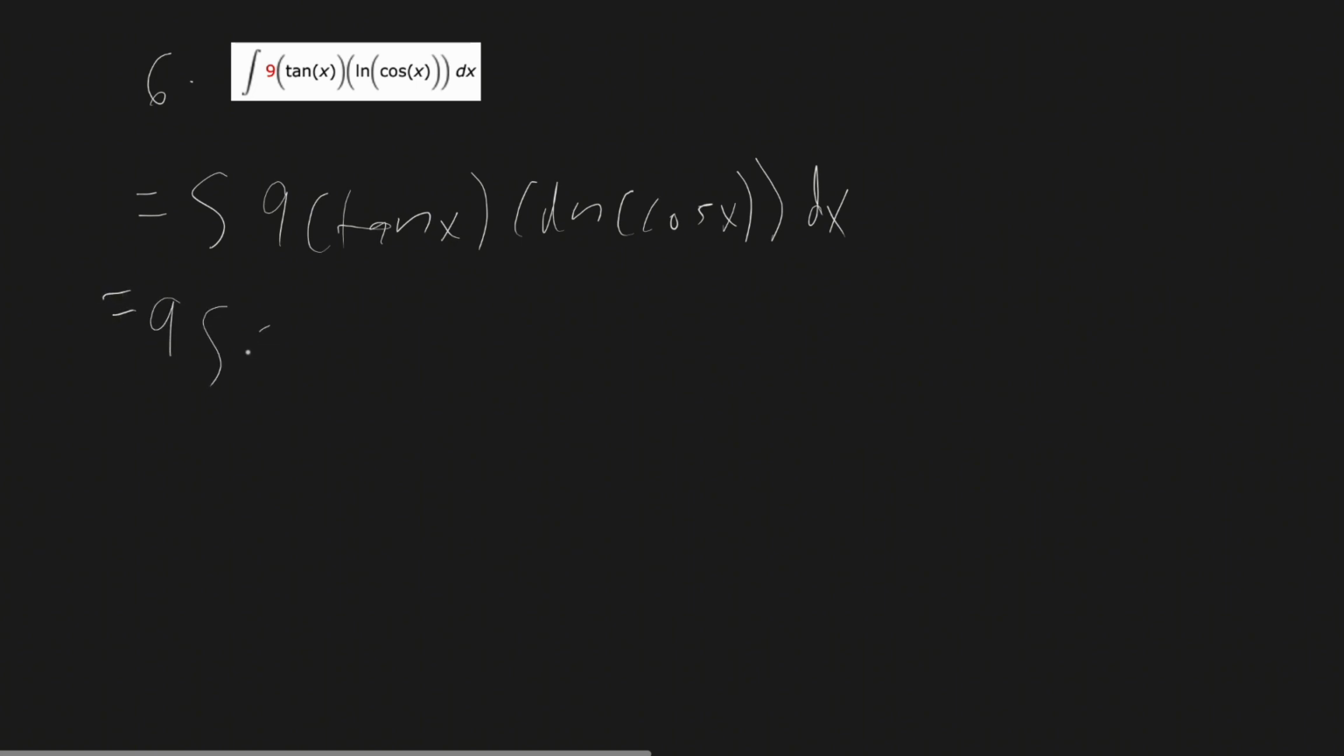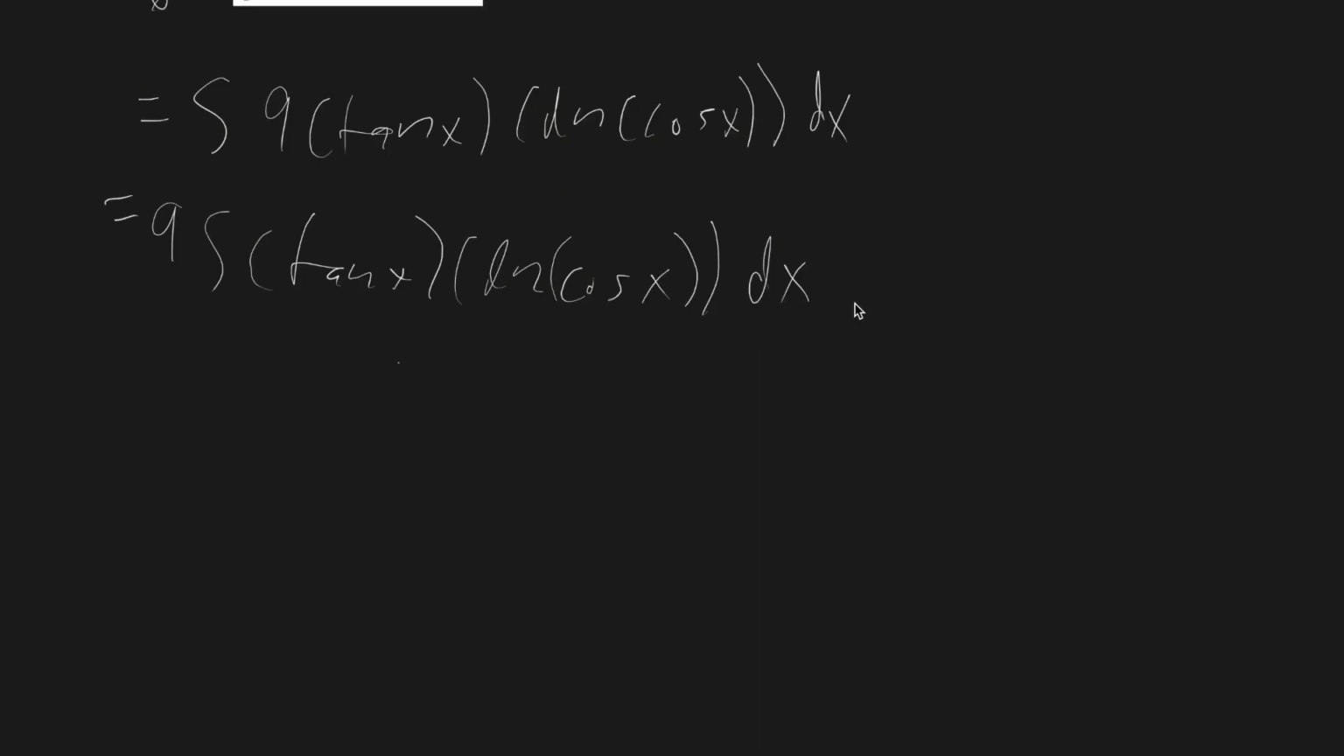Next question. We have the integral of 9 tan x times ln of cosine x dx. First, let's bring the 9 outside of the integral. Our next step is to use u substitution, but it may not be immediately obvious. Let's set u equal to ln of cosine x.